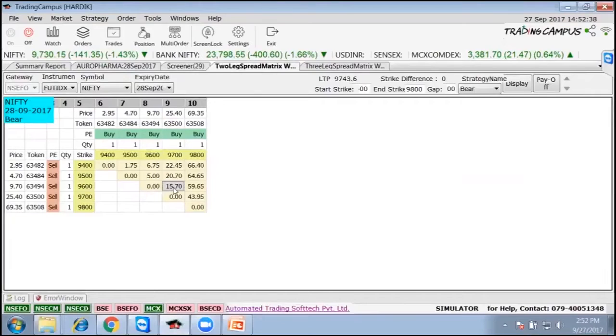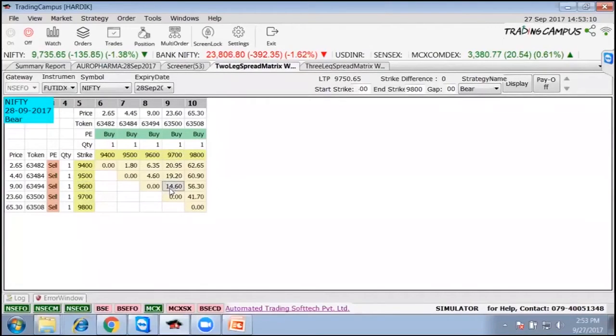So my idea of this strategy says currently market is 9,730. Is it above 9,700? I am being bearish in the range of 9,700 and 9,600. So I will make money only if the index goes below 9,700. Until where will I keep making money? 9,600, because the upper band is 9,700, the lower band is 9,600.